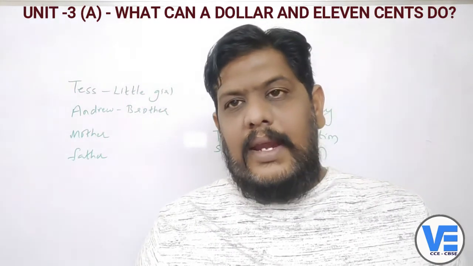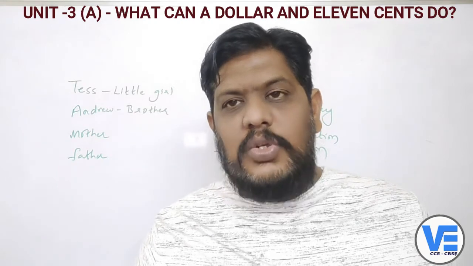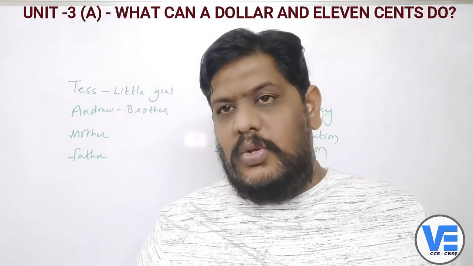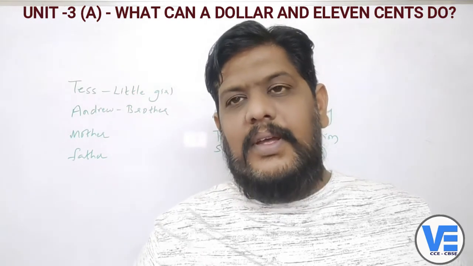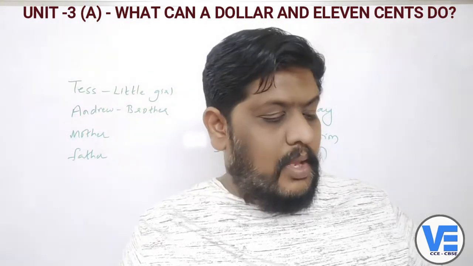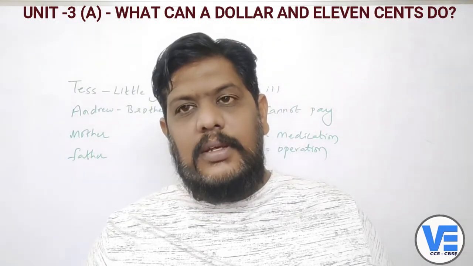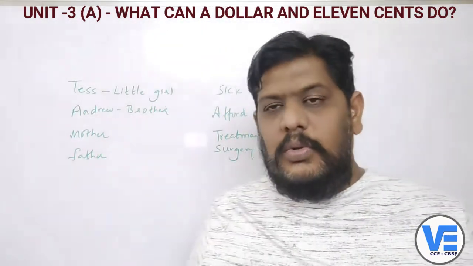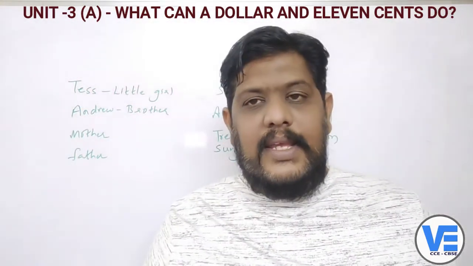Okay, and also they gave up their efforts. Whatever they were trying to do for Andrew, they also stopped it. What was the reason behind that? They don't have enough money. Now who were talking to each other? Mother and father were talking to each other. Who was listening to these words? Tess was listening to these words.